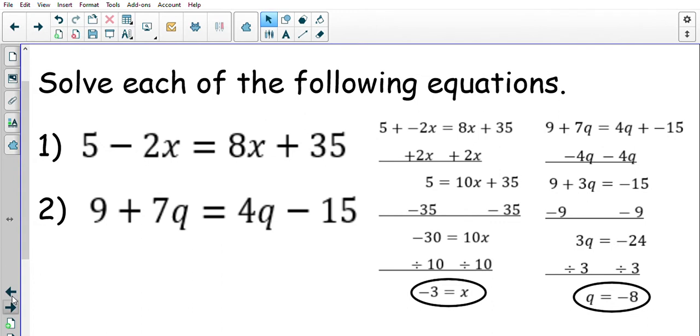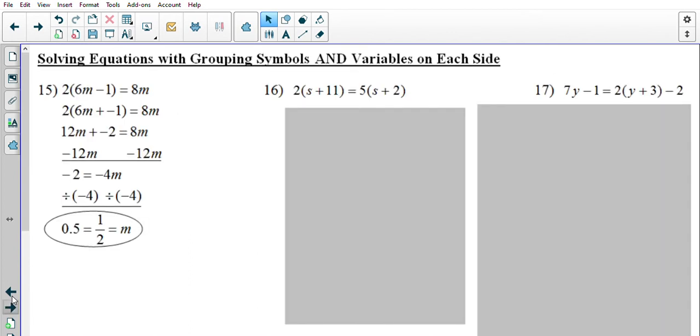All right, we have to mix some grouping symbols in too. Why not kick it up a notch? We are pre-algebra students. So number 15 is done for you. Let's take a look at number 16. We need to distribute first. So that means we're going to distribute this 2 into the parentheses and distribute this 5 into the parentheses.